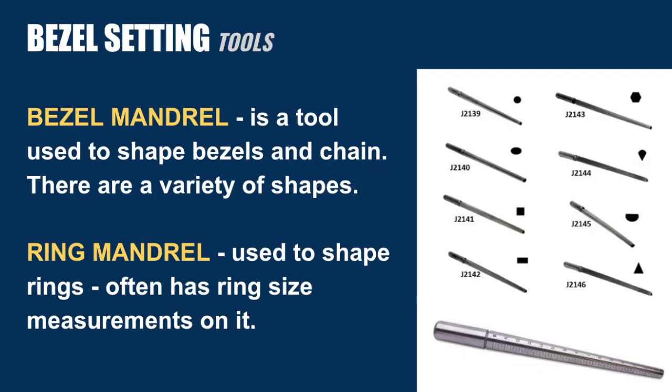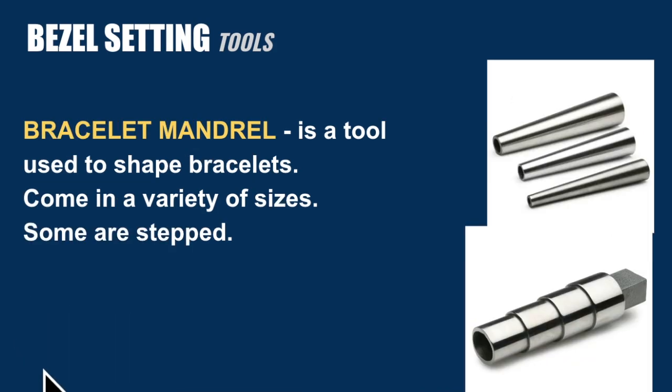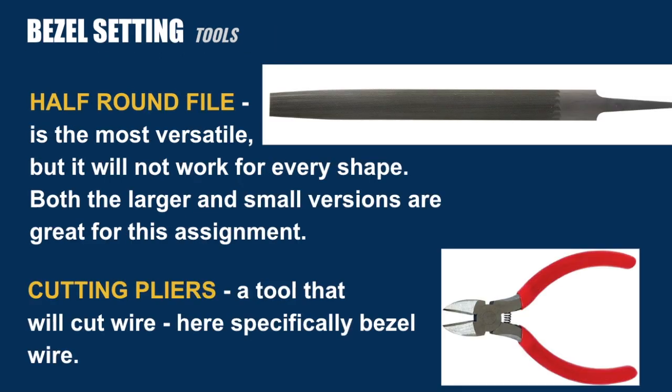The tools needed for creating bezels are several types of mandrels. Here you can see bezel and ring mandrels, as well as bracelet mandrels. You will also have to use files, specifically the half-round file and a wire cutter, to create the bezel, which is the wire that holds the stone on your piece.